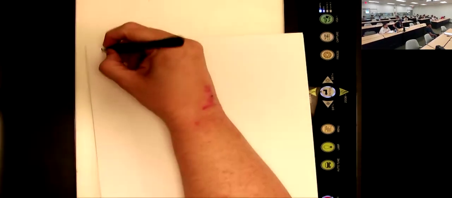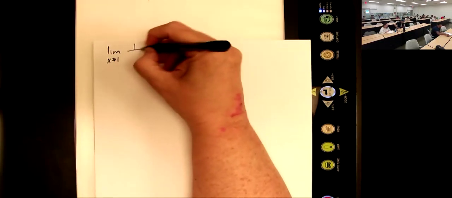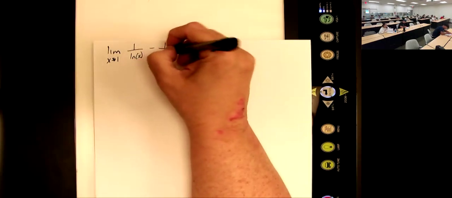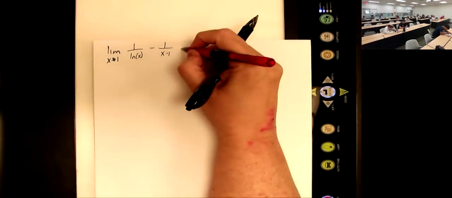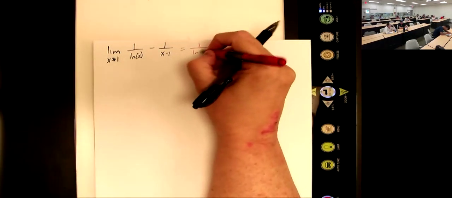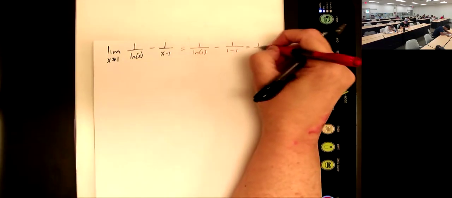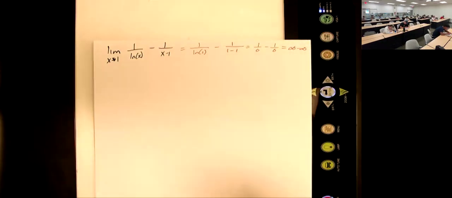Next example, limit as x goes to 1 of 1 over natural log of x minus 1 over x minus 1. If we plug in 1, we've got 1 over natural log of 1 minus 1 over 1 minus 1. This is 1 over 0 minus 1 over 0, which is infinity minus infinity.